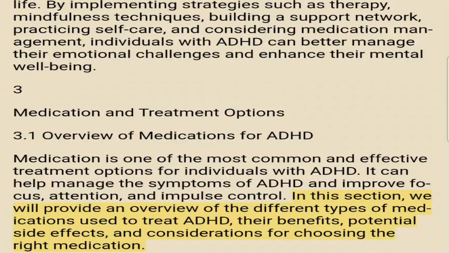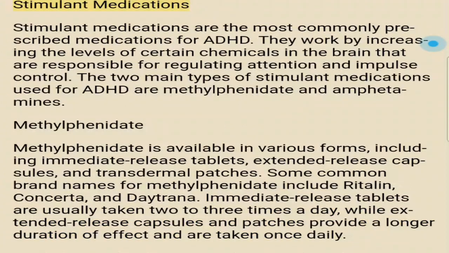In this section, we will provide an overview of the different types of medications used to treat ADHD, their benefits, potential side effects, and considerations for choosing the right medication. Stimulant medications. Stimulant medications are the most commonly prescribed medications for ADHD. They work by increasing the levels of certain chemicals in the brain that are responsible for regulating attention and impulse control. The two main types of stimulant medications used for ADHD are methylphenidate and amphetamines.